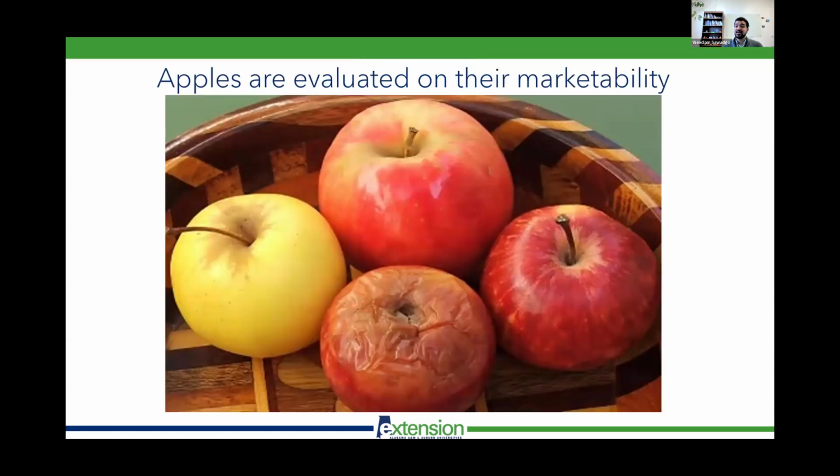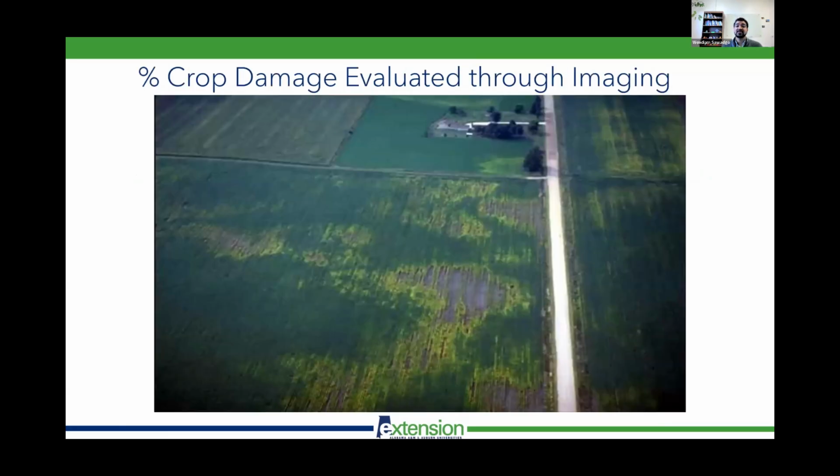And so if we look at apples and we're looking at their marketability, this one would here be a subjective measure if we're not dealing with any sort of a test that can give us a number on essentially the marketability there. And if we're looking at percent crop damage evaluated through some drone imaging, this would be objective if we have a program that can tell us the percentage of crop that's damaged using some sort of a measure there.